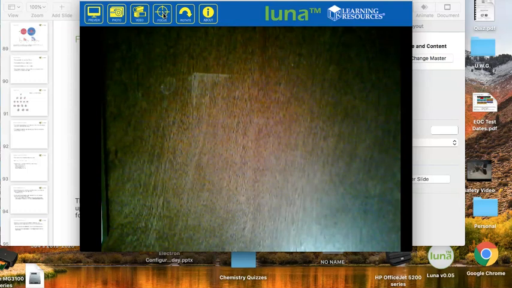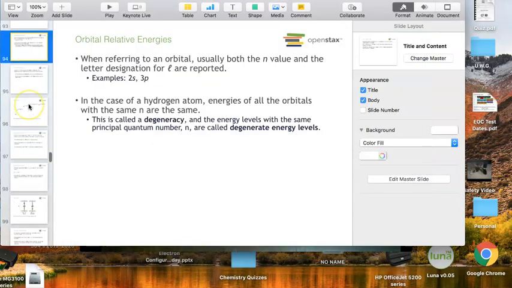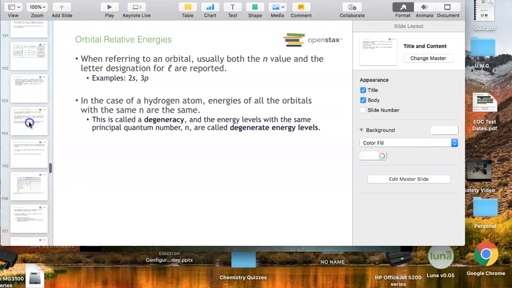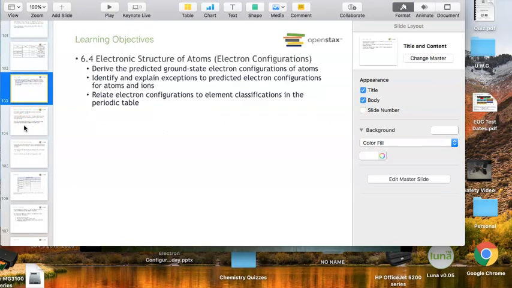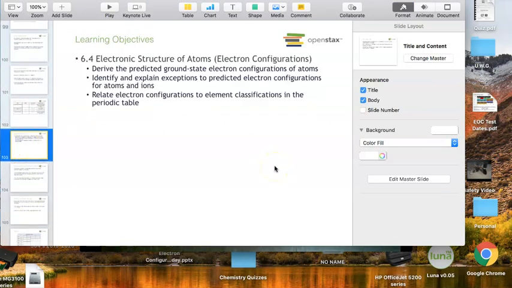All right. Going back to where we need to be here, starting a new section, electron configuration. So we're going to learn how to determine electron configuration of atoms at the ground state, which is basically the state at which the electrons are at their lowest energy levels, which are unexcited electrons. Identify and explain exceptions to predicted electron configurations for atoms and ions.